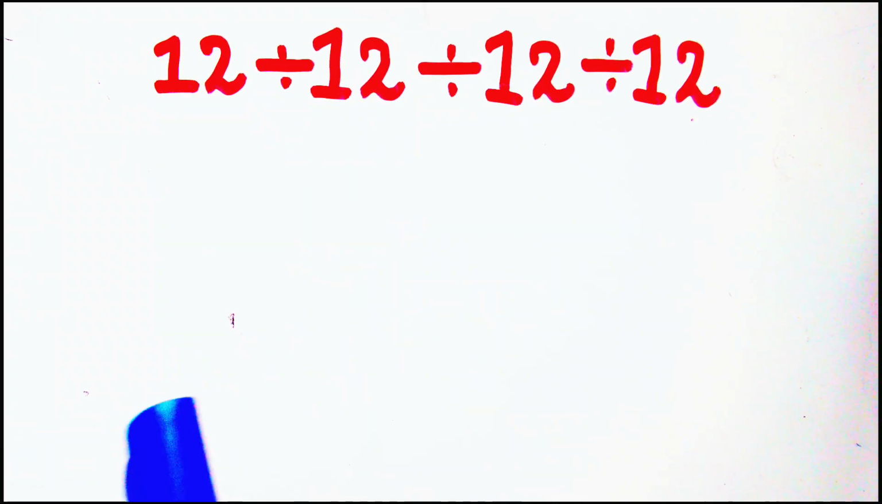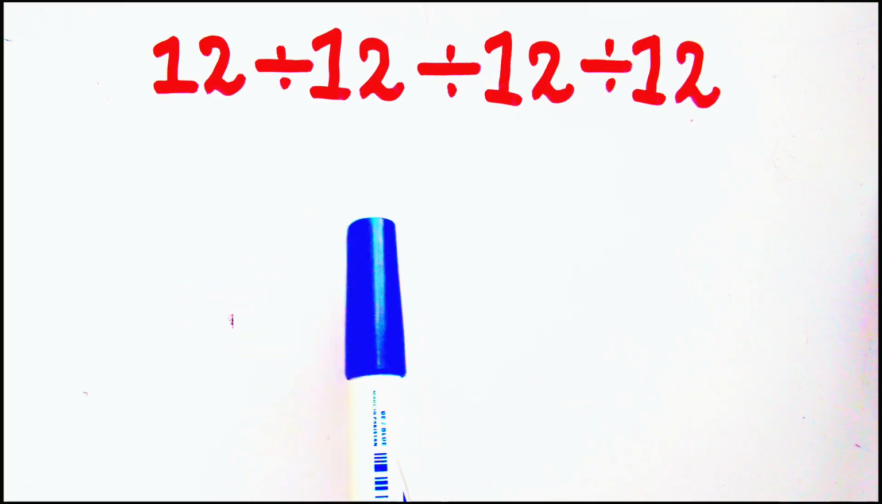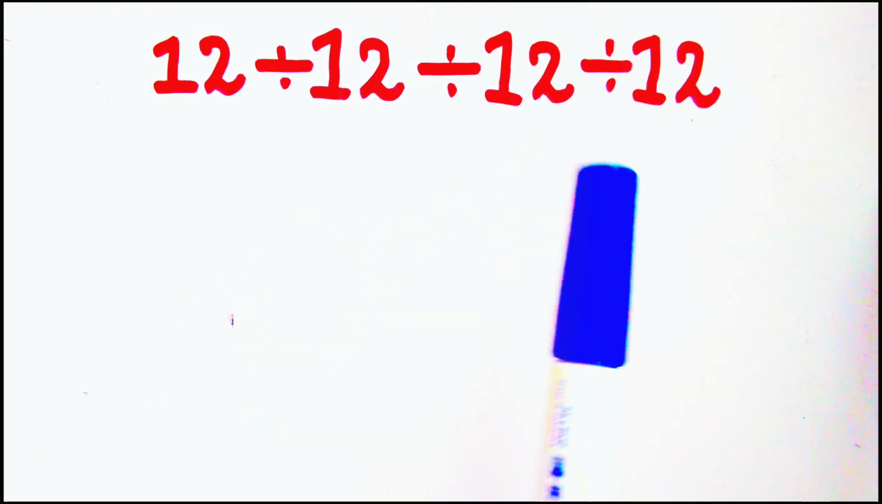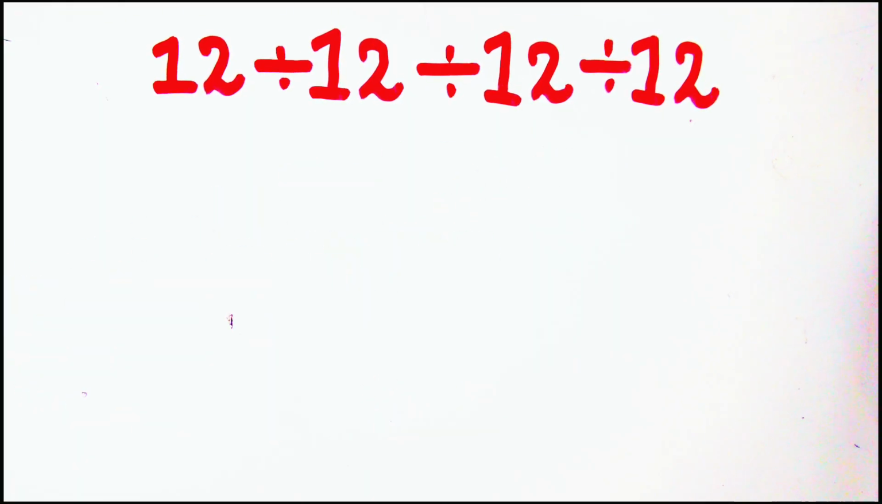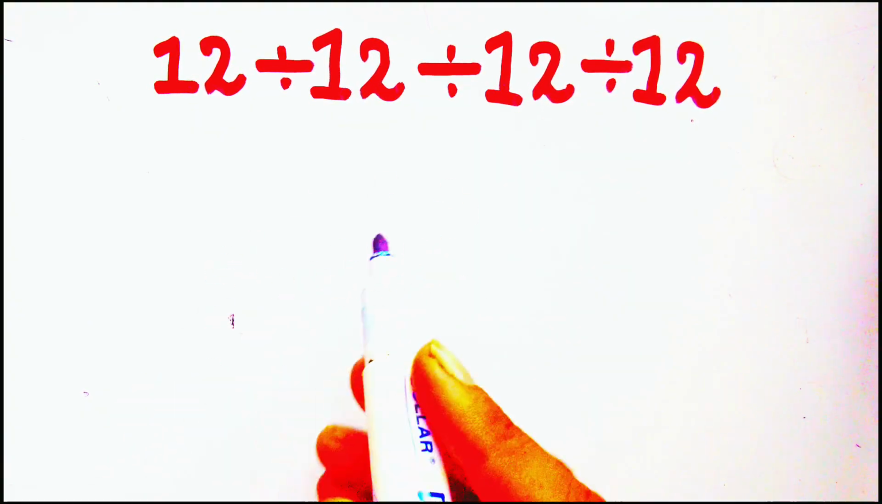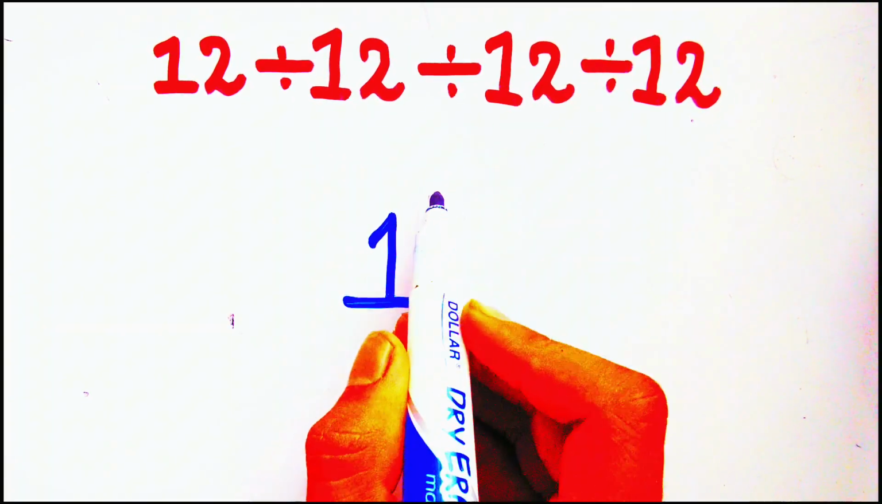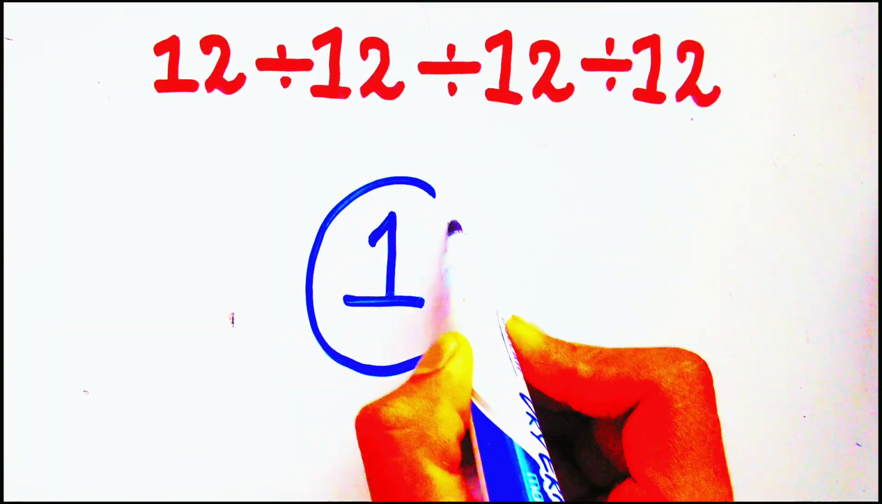I am here with a new mathematical expression. This is 12 divided by 12 divided by 12 divided by 12. So what will be the answer? About 90% of the people solve it in their heads and say the answer is 1. But remember that this 1 is wrong.